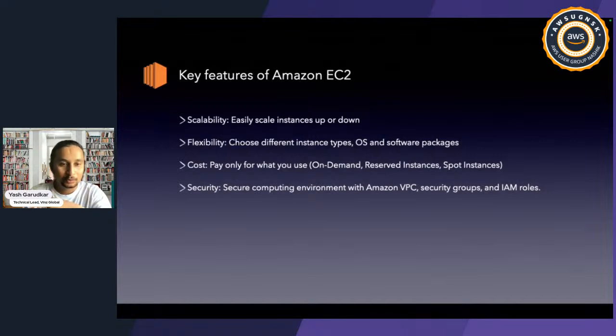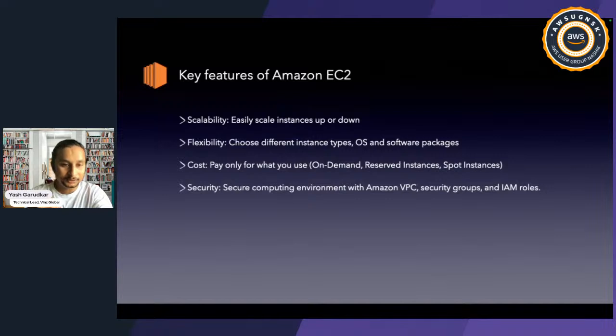Cost: pay only for what you use. There are on-demand instances, reserved instances, and spot instances. So there are different types of instances that EC2 provides, which are not heavy on the pocket, right? They are not very highly priced. You only pay for what you use, as it says on your screen right now. You only pay for how much you use that instance.